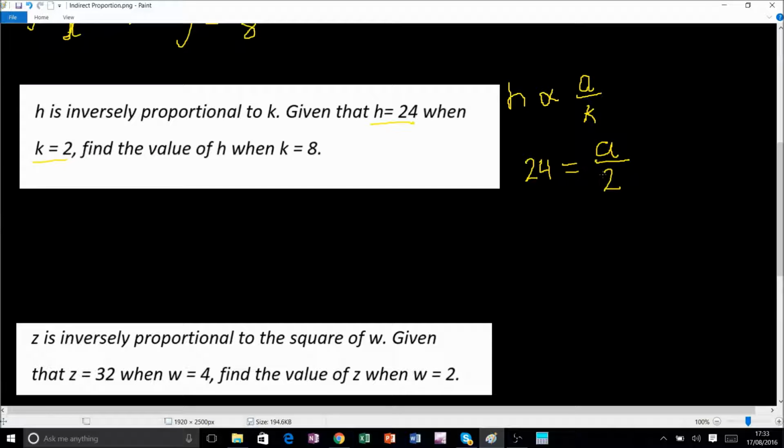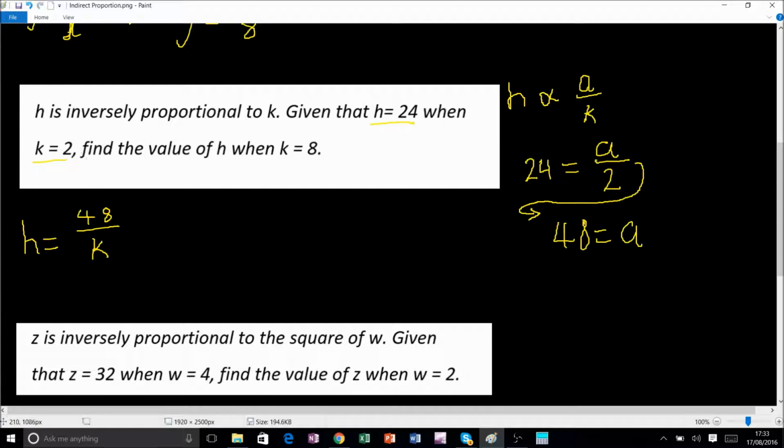So we want to get rid of the 2 here. In order to get rid of that divided by 2, we need to times both sides by 2. When we times both sides by 2, we get 2 times 24 is 48, which is equal to a. And our equation now is going to be h is equal to 48 over k.